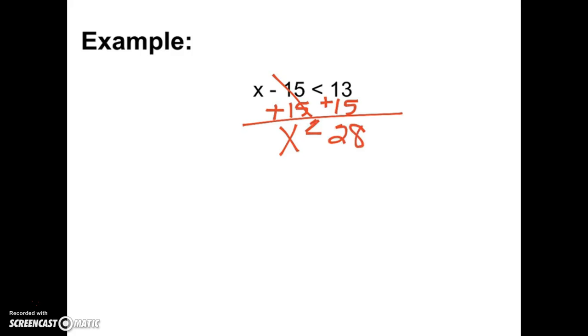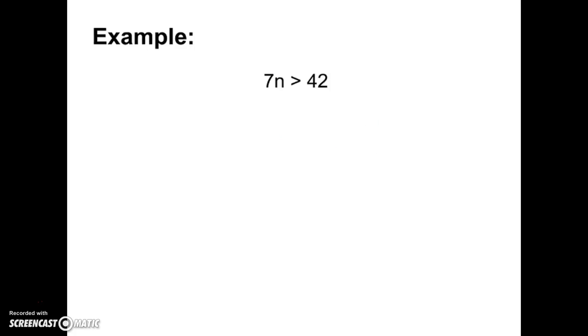So it's a funny looking less than sign. There we go. And so that is my final answer. I don't have to do any more work on that one. Remember, on this one, I just had minus 15, so I did not divide by a negative. So you'll notice here, my sign is a less than in the original problem, and it is a less than in the final problem. Let's look at another example.